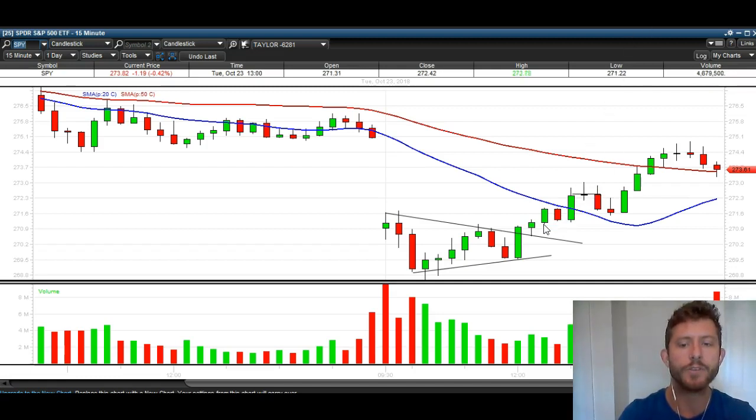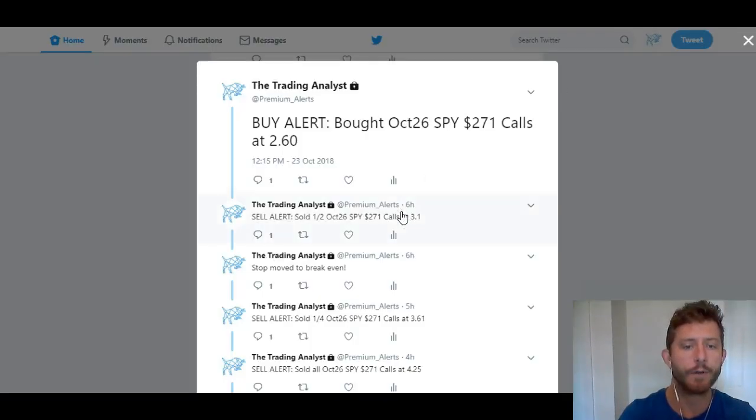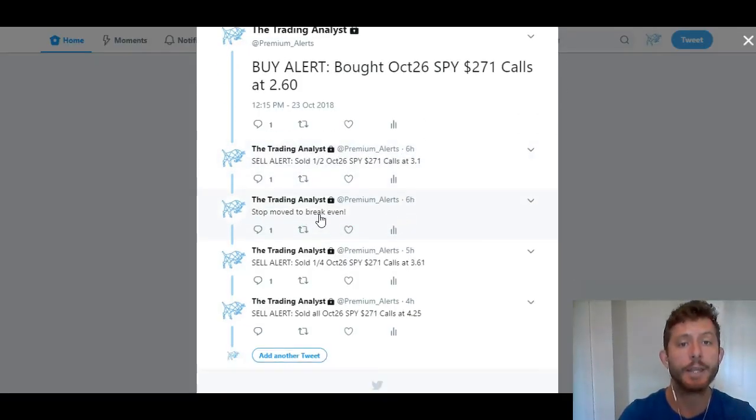While setting our stop at break even, and I'll show you that right here, we move the stop to break even. Again, all of this is via text message as well, okay? It's just a lot easier to show you the alerts on the private Twitter feed.